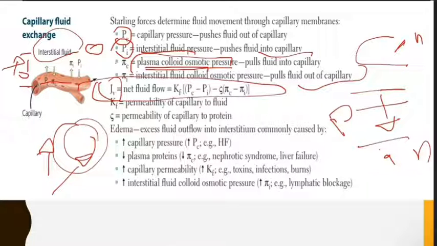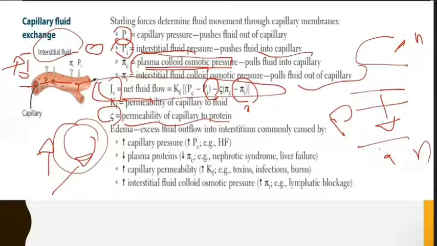Now here you have the equation, which is Jv. What is Jv? It's the net fluid flow. The net fluid flow equals the permeability of the capillary to fluid, multiplied by the difference between the pressure in the capillary minus the pressure in the interstitium, minus the permeability of the capillary to protein, this symbol here, multiplied by the difference between the colloid osmotic pressure, the proteins concentration inside the capillary, minus the osmotic pressure of the proteins inside the interstitium.